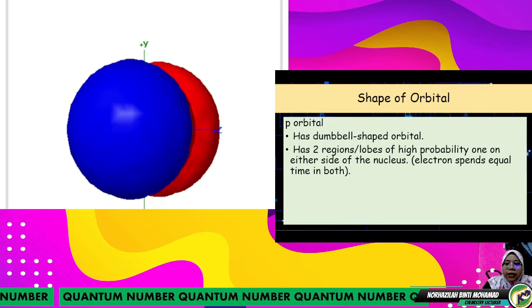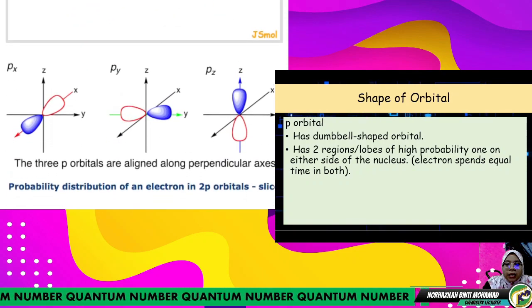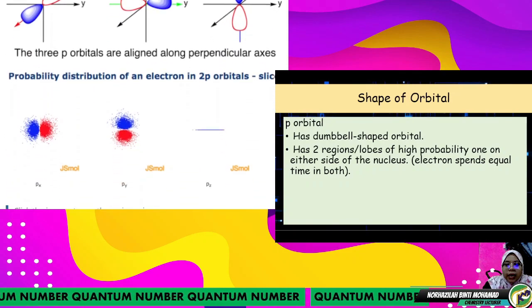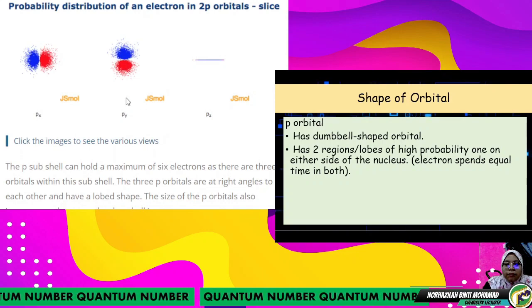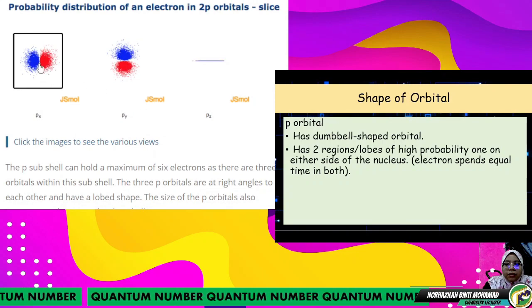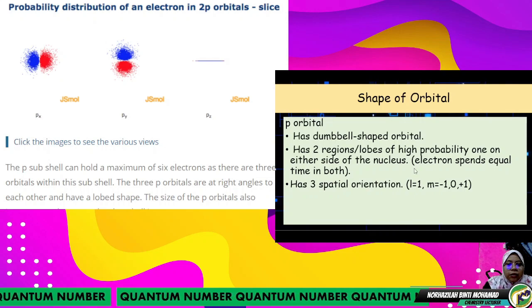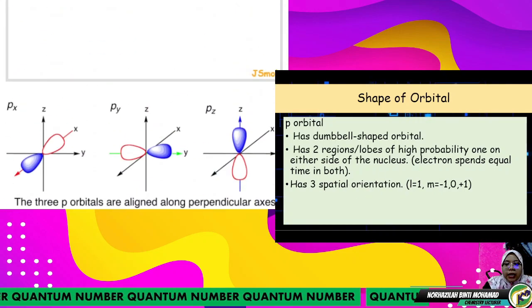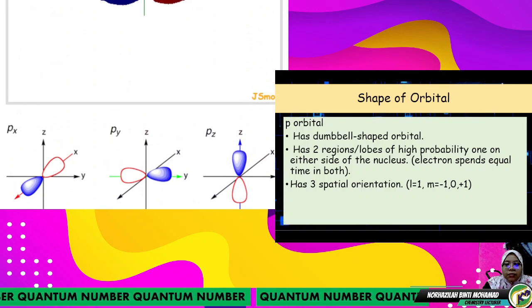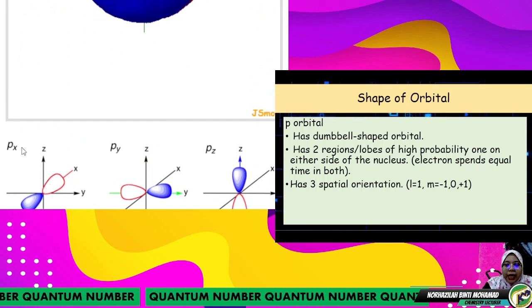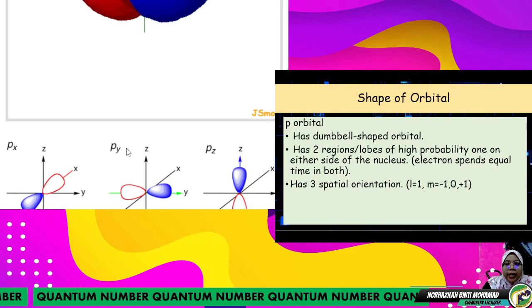When we look at the probability distribution of the electron, we see it has two lobes, left and right of the nucleus. It has three spatial orientations, which are px, py, and pz.